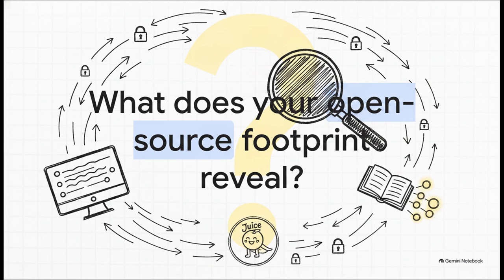Well, for today's investigation, we're turning our magnifying glass onto one specific developer. They go by the username HuckHucking on GitHub, also known as Juice. Now, to the untrained eye, Juice's profile might look like just another standard repository page, but to us, it is an absolute treasure trove of data just waiting to be decoded.